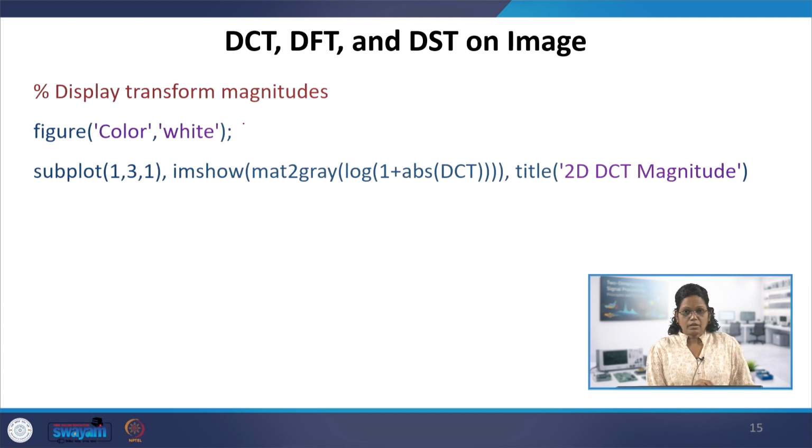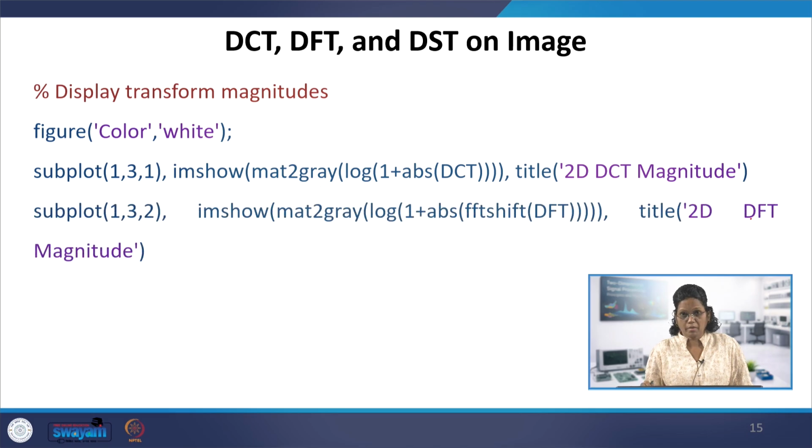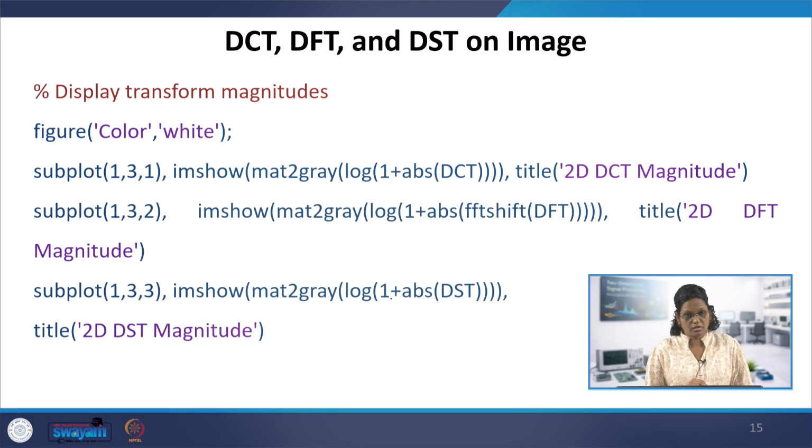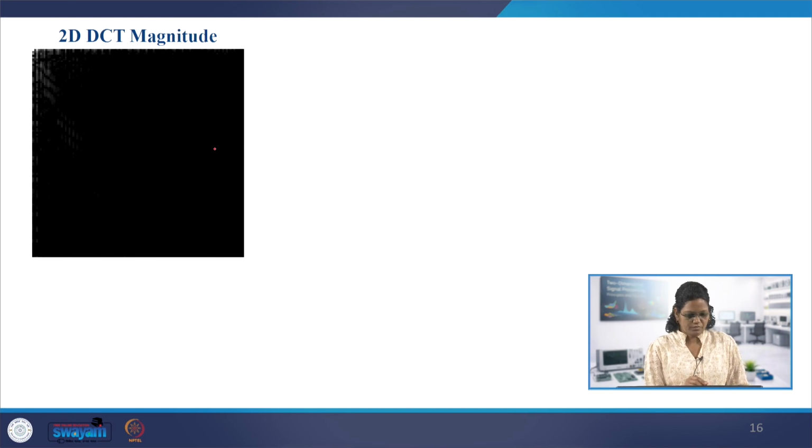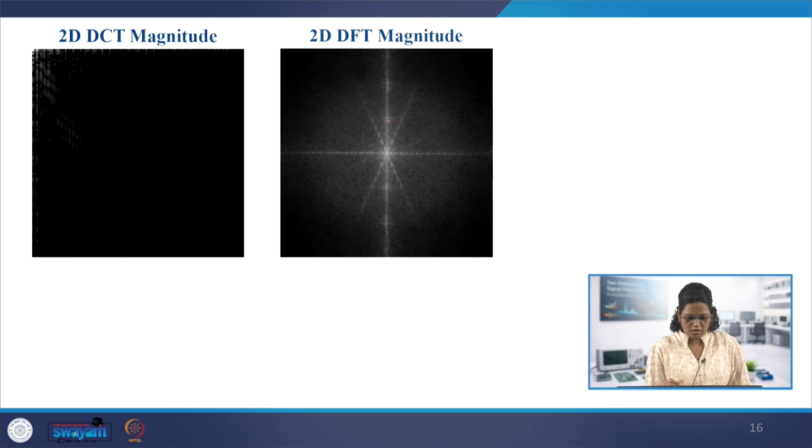Here we have plotted only the magnitudes and the image background. This is to show the matrix to gray of the DCT magnitude, the DFT magnitude plot, and also the DST magnitude plot. For the 2D DCT magnitude, it doesn't show much. You can see very little variations over here. Also the DFT magnitude, you can see that, with the magnitude details from minus pi to plus pi and the center. You can see the variation of these. That slight variation shows the frequency change in the horizontal direction, vertical direction, and the diagonal as well.